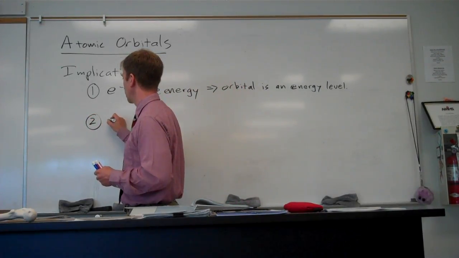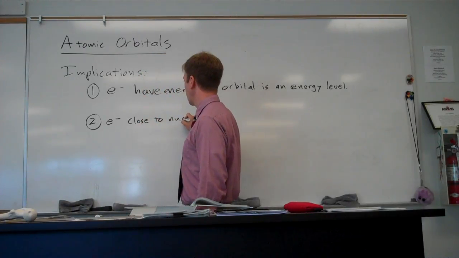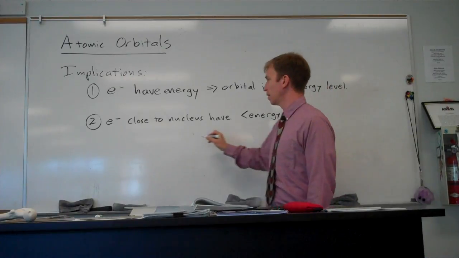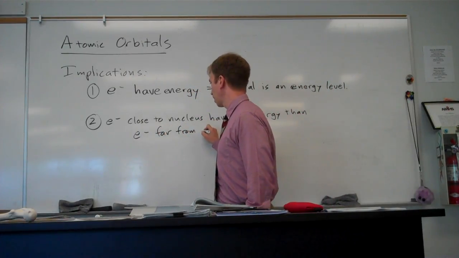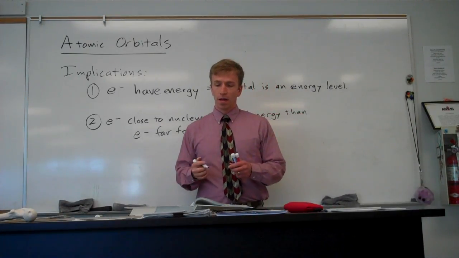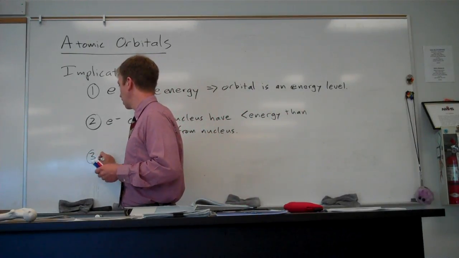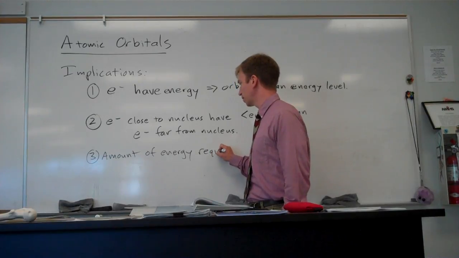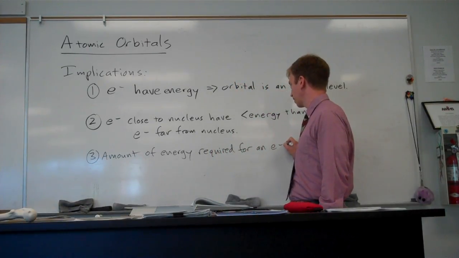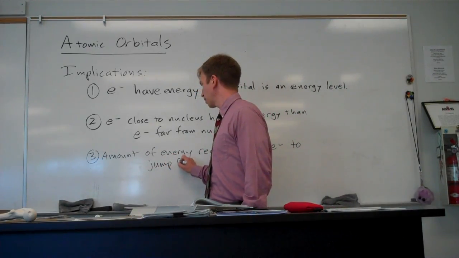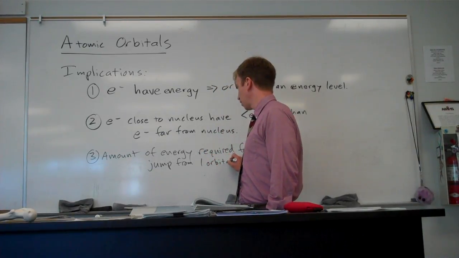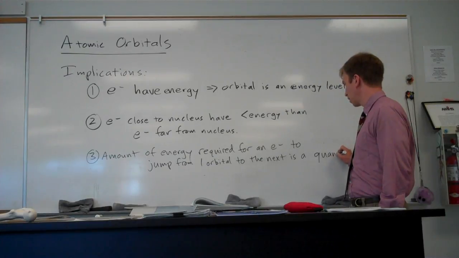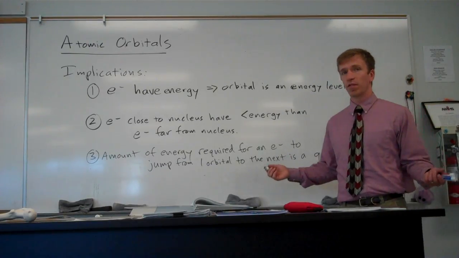And that's actually our second implication. Electrons close to the nucleus have less energy than electrons far from the nucleus. The third implication is that the amount of energy required for an electron to jump from one orbital to the next is called a quantum. And this is actually where we get the name for quantum mechanics.